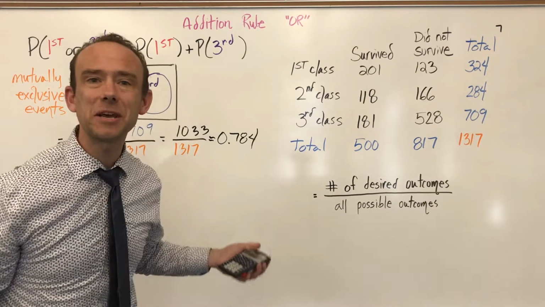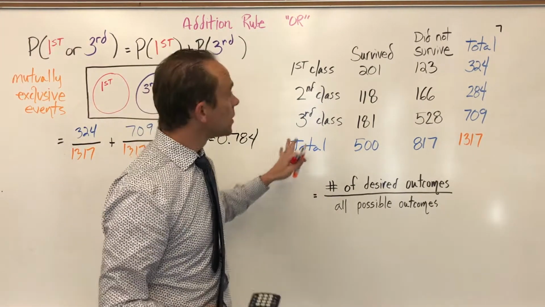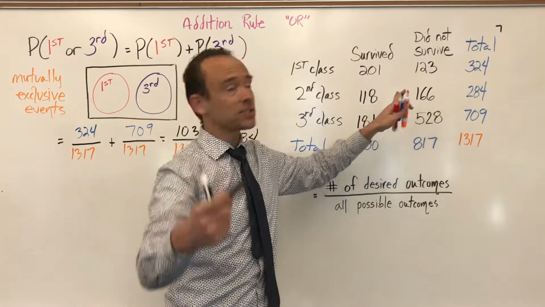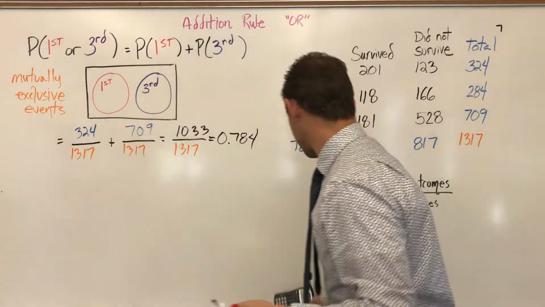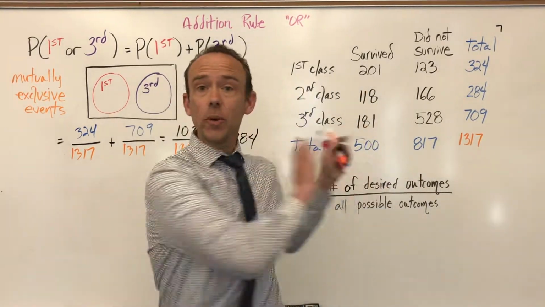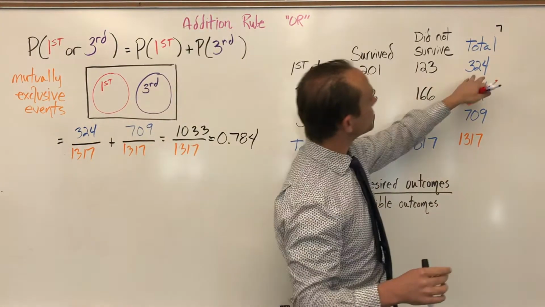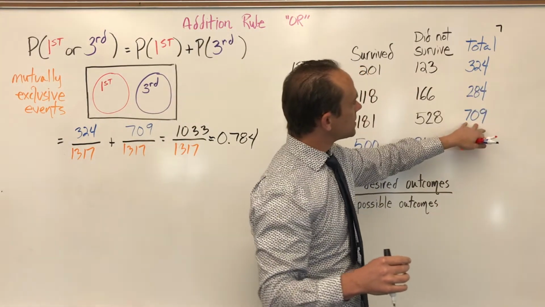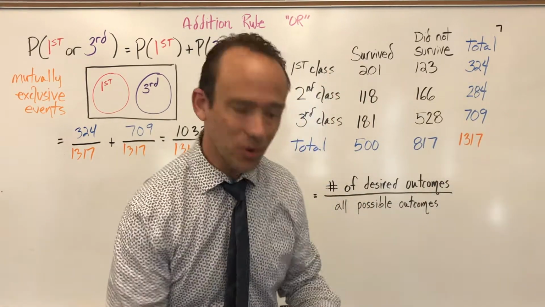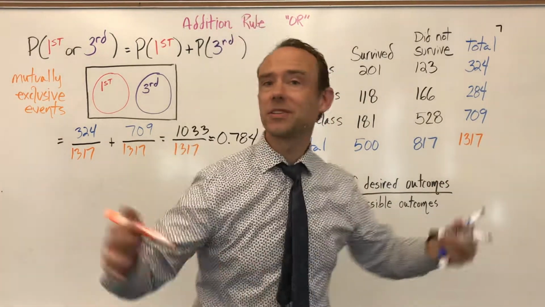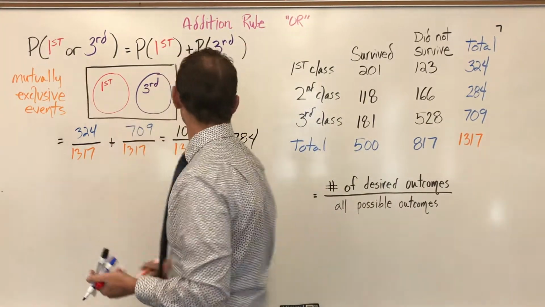Okay, so it's 78.4% likely that a randomly selected passenger from the Titanic will be in either first or third class. Now, when you have a table, you can also just add it up. You could say, okay, well, it's 324, and there's 709 people here. That means in total, there must be 1,033 people who fit the condition of either first or third.